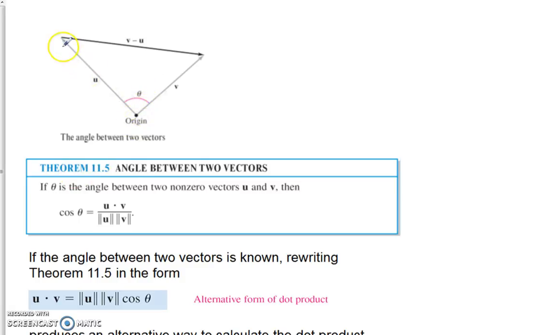I've got 2 vectors here, u and v, and some angle between them called theta. And you can see here's vector v minus u as well. But what's interesting here is that if theta is the angle between 2 non-zero vectors u and v, then the cosine of theta is equal to the dot product divided by the magnitude of u times the magnitude of v. You can see this is going to be a scalar number because all of these give you scalars.